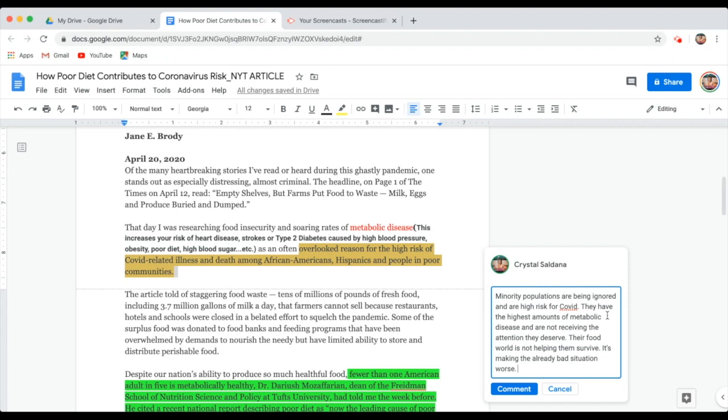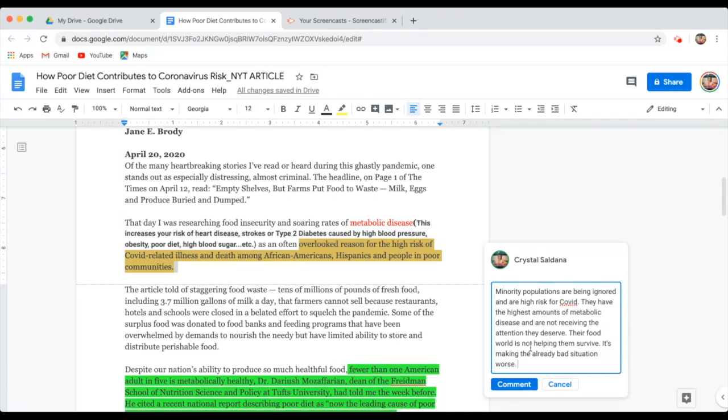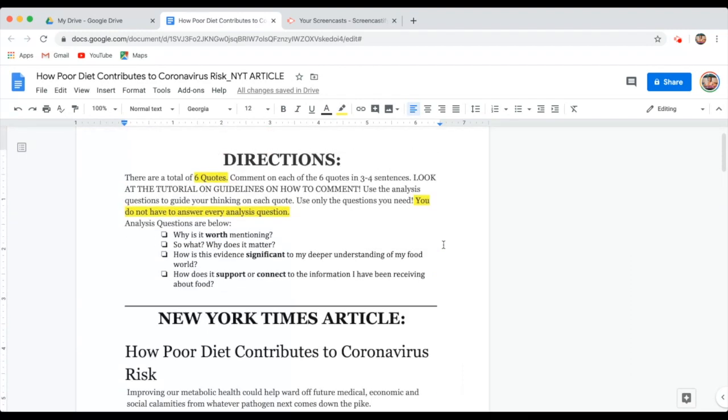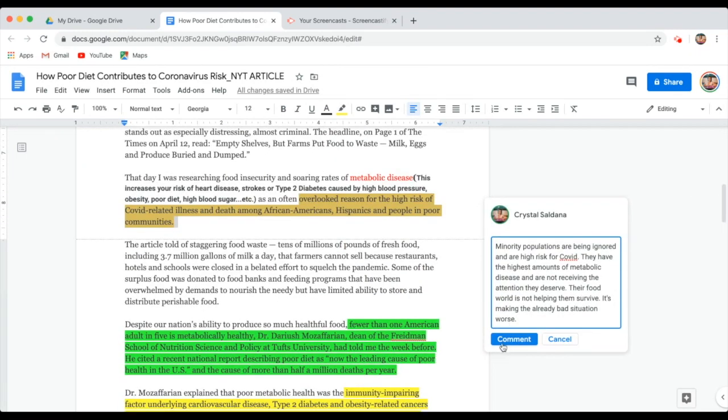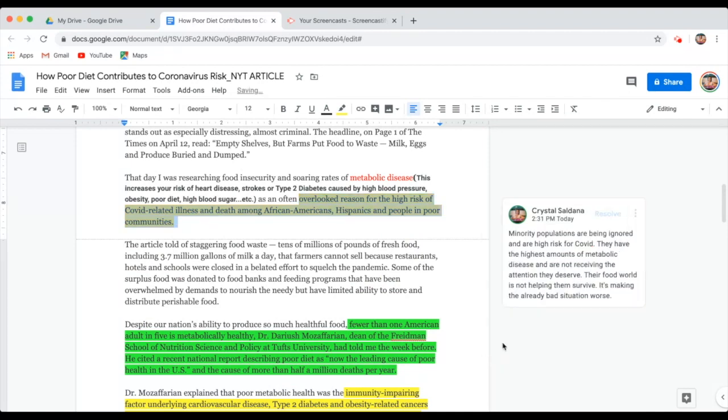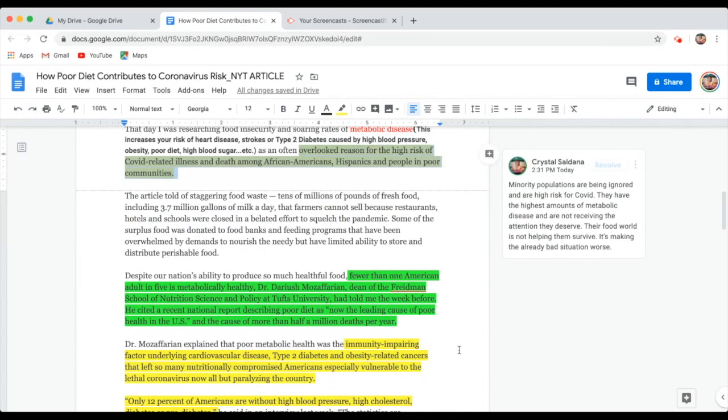Okay, so I brought up a lot of points. I brought up ignoring, not receiving the attention that's deserved, the minority populations, and all of that stemmed from me using those analysis questions. Okay, perfect. And then I'm going to click comment, and there you go. And see how that comment is connected directly to that quote. So then you're going to go down, and mind you, this is with you having read the article first. So do that first, but you're going to continue, and then you're going to go to the next quote.